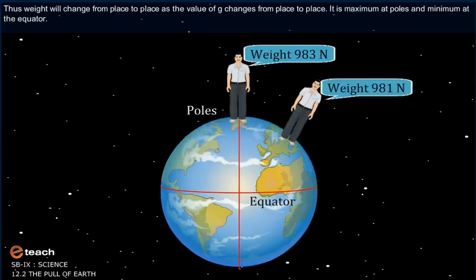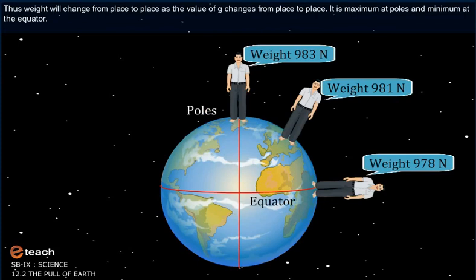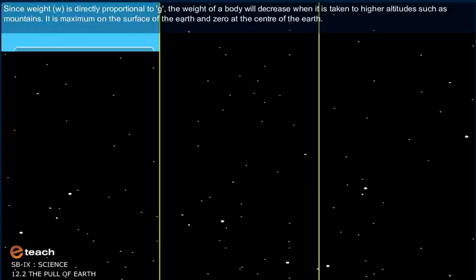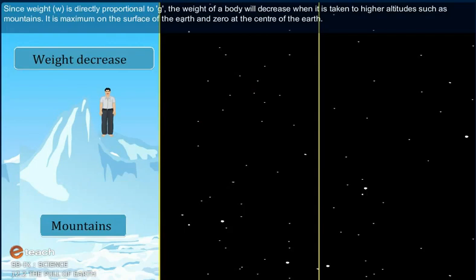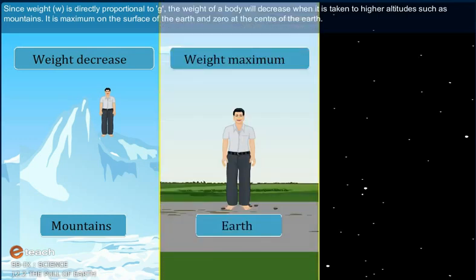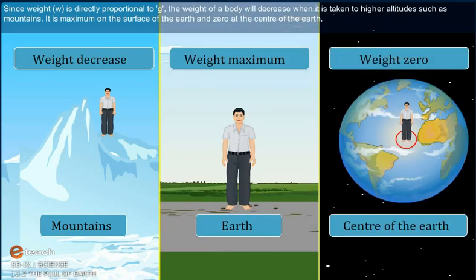Thus, weight will change from place to place as the value of g changes from place to place. It is maximum at poles and minimum at equator. Since weight, that is W, is directly proportional to g, the weight of the body will decrease when it is taken to higher altitudes such as mountains. It is maximum on the surface of the earth and zero at the center of the earth.